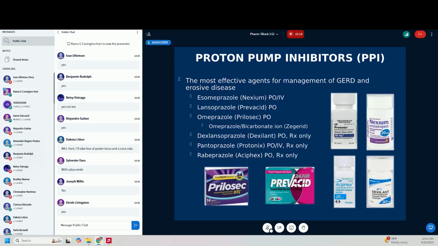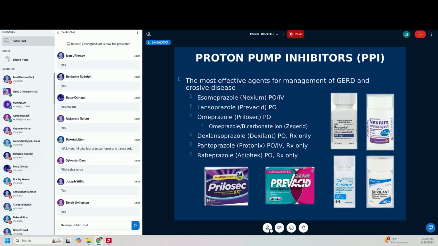All right, our proton pump inhibitors. These are our big money makers that we typically use. These are going to be your esomeprazole, lansoprazole, omeprazole, dexlansoprazole, pantoprazole, and rabeprazole. I want you to note the bottom three are specifically prescription only, whereas the top ones, you can get over the counter, with omeprazole being one of the latest ones that they allowed to be over the counter. So pay attention to that.